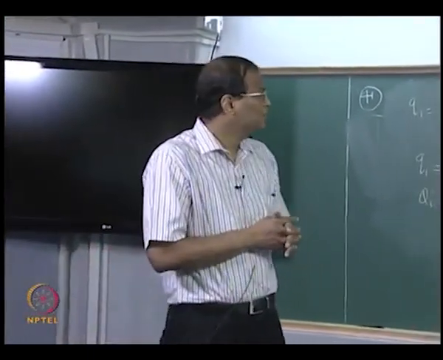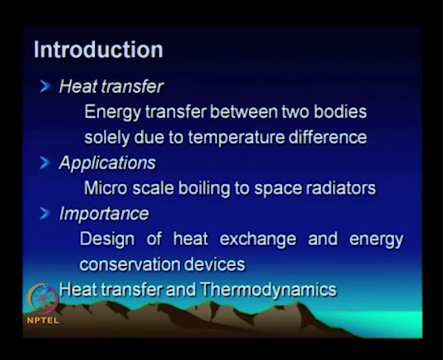Okay. So did we see the introduction to the 3 modes of heat transfer in the first class? I explained to you about conduction, right. Heat transfer is basically energy transfer between 2 bodies solely due to temperature difference. However, that has to be taken with a pinch of salt, because radiative heat transfer will take place even when temperature difference is not there. Radiation will take place so long as temperature is above 0 Kelvin.